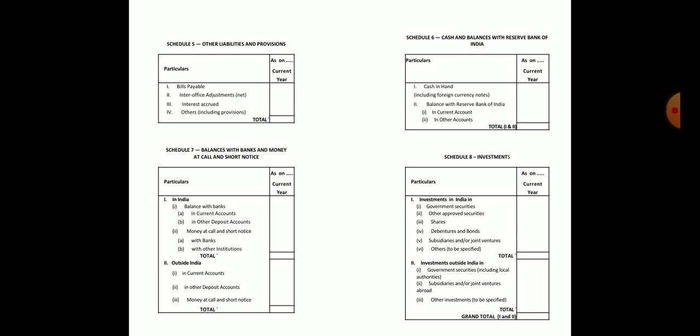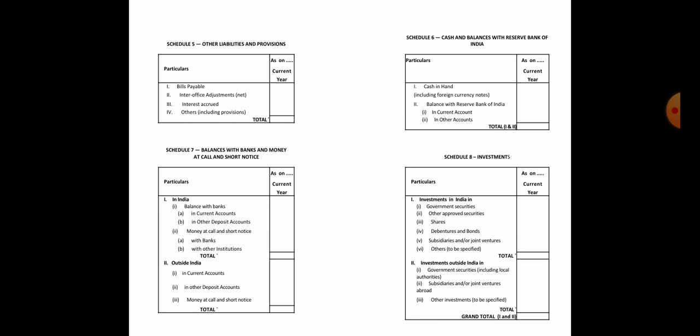Schedule number 5, other liabilities and provisions. Here we will add bills payable, inter-office adjustment, if we transfer from one office to another office, that should be adjusted. Then interest accrued and others including provisions. So if we add all the 4 points, then we will get schedule 5.